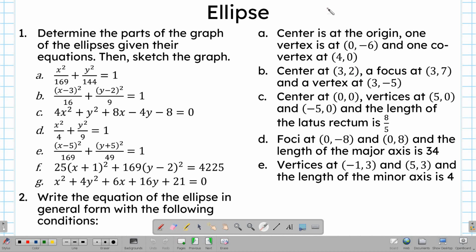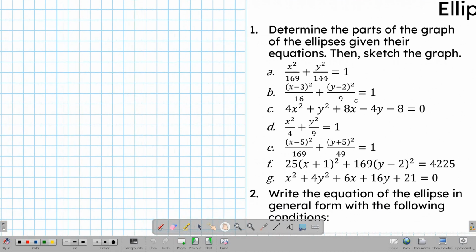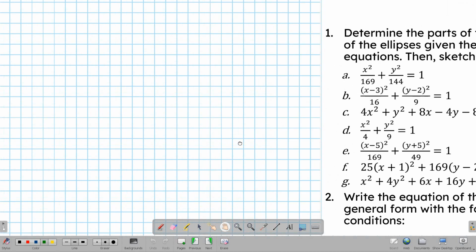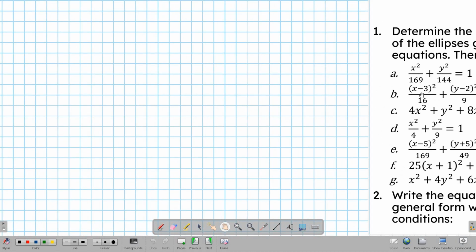So let's now try, given certain equations, to determine the parts of the ellipse and then also sketch its graph. So let's start with number 1 and go back to here, because we have more space to write. So 1a tells us that we have to find the parts of x squared over a squared plus y squared over b squared equals 1.